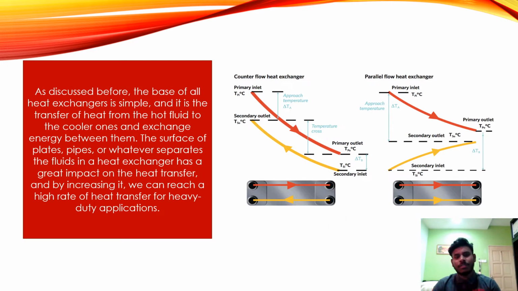As we discussed before, the basis of heat exchangers is simple: it is the transfer of heat from the hot fluid to the cooler one, exchanging energy between them. The surface of the plates, pipes or whatever separates the fluids in heat exchangers has a great impact on the heat transfer. By increasing it, we can reach a high level of heat transfer for heavy duty applications.